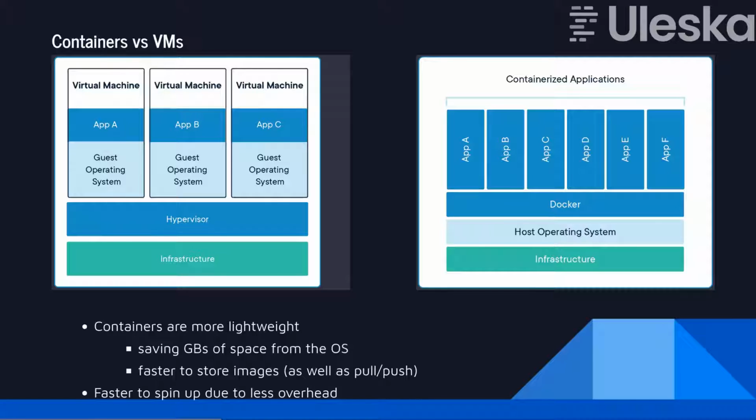So containers are a lot more lightweight. They save gigabytes of space from the operating system. And because of that, if you're going to be storing images of your containers or virtual machines, containers really are faster. It's a lot faster to pull from a repository and push, just because there isn't that much there. And because of this, it's also faster to spin up. There's a lot less overhead. You're not having to provision a whole new version of a guest operating system and wait on that startup time. So these can be a lot quicker if you want to restart a service that might have gone down, or if you just want to scale up.